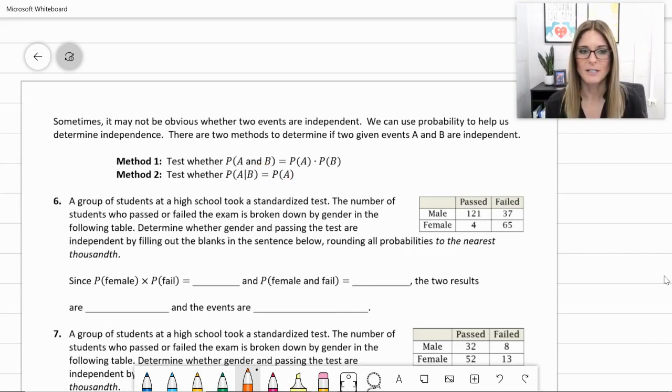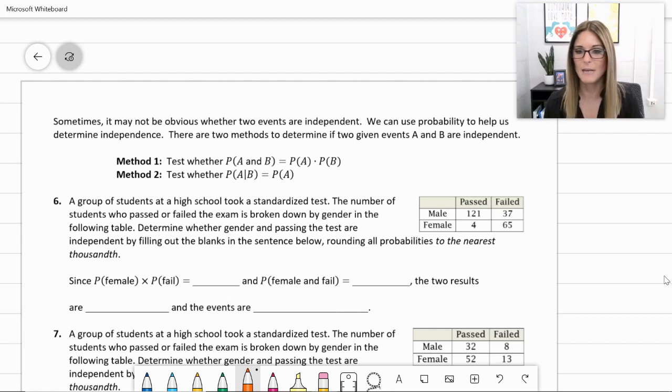So let's look at number 6. We've got a group of students at a high school who took a standardized test. The number of students who passed or failed the exam is broken down by gender in the following table. Determine whether the gender and passing the test are independent by filling in the blanks in the sentence below, rounding all probabilities to the nearest thousandths.